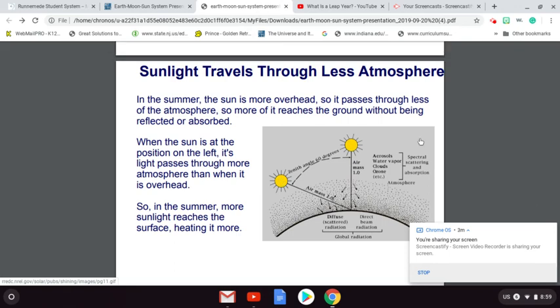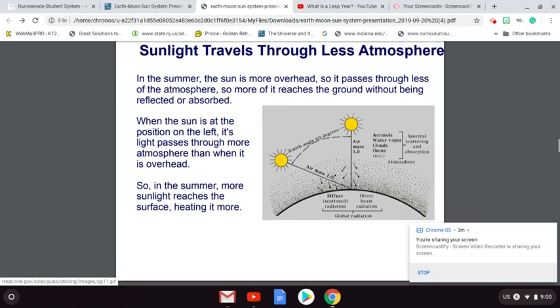So when it's high up in the sky, it passes through less of the atmosphere, so it reaches the ground without being reflected or absorbed. Okay, when the sun is at the position at the left, the light passes through more atmosphere than when it is overhead. So in the summer, more sunlight reaches the surface, and therefore it's warmer.